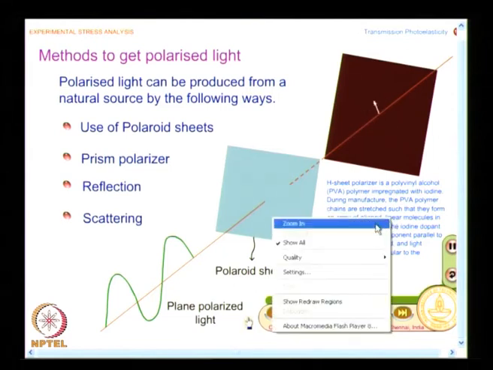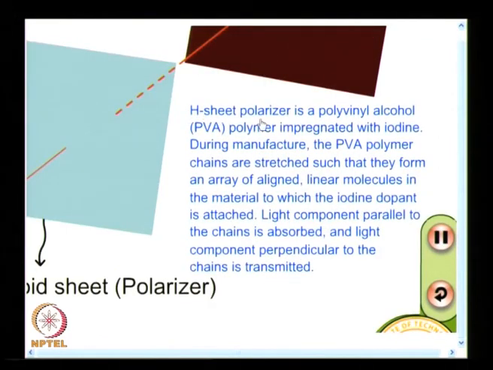I have shown this as an H sheet polarizer, and this is polyvinyl alcohol impregnated with iodine, that is why you have that tinge of color. And what you do is, the PVA polymer chains are stretched such that they form an array of aligned linear molecules in the material to which the iodine dopant is attached. That is how the sheet is made. So, it is essentially polyvinyl alcohol impregnated with iodine. What they do is, they stretch it and then dope it with iodine.